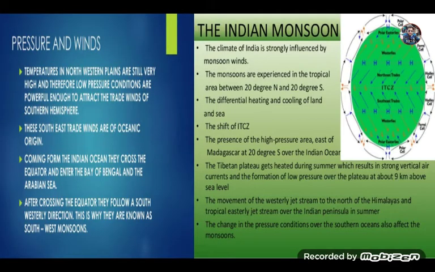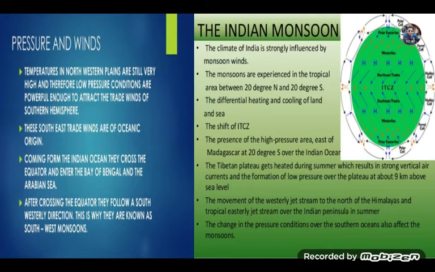Pressure and winds. Okay, temperature in northwestern plains are very high, therefore low pressure conditions are powerful enough to attract the trade winds of southern hemisphere. Low pressure and high pressure, we all know that formation takes place during daytime. Low pressure creates in the land and high pressure in the sea. A wind blows from high pressure to low pressure. If there is no variation in the pressure of the region, we do not find the blowing of wind.